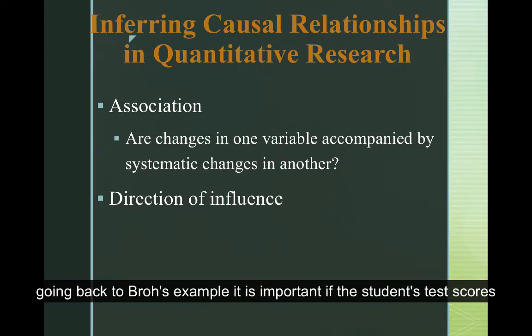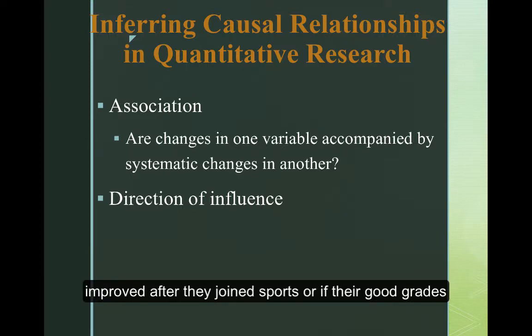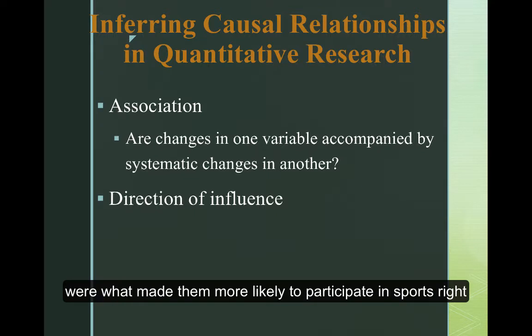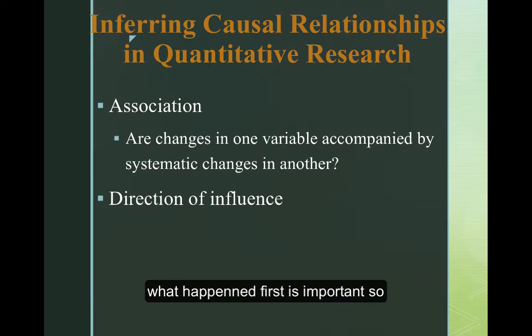So going back to Broh's example, it's important whether the students' test scores improved after they joined sports, or if their good grades were what made them more likely to participate in sports, right? So what happened first is important.